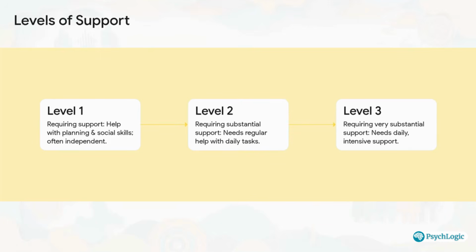To help guide that support, the DSM-5 uses 3 levels. Level 1 describes someone who is largely independent but might benefit from help with planning or social situations. Level 3, on the other hand, describes someone who needs very substantial daily support. It's a practical way to describe needs, not a person's worth.